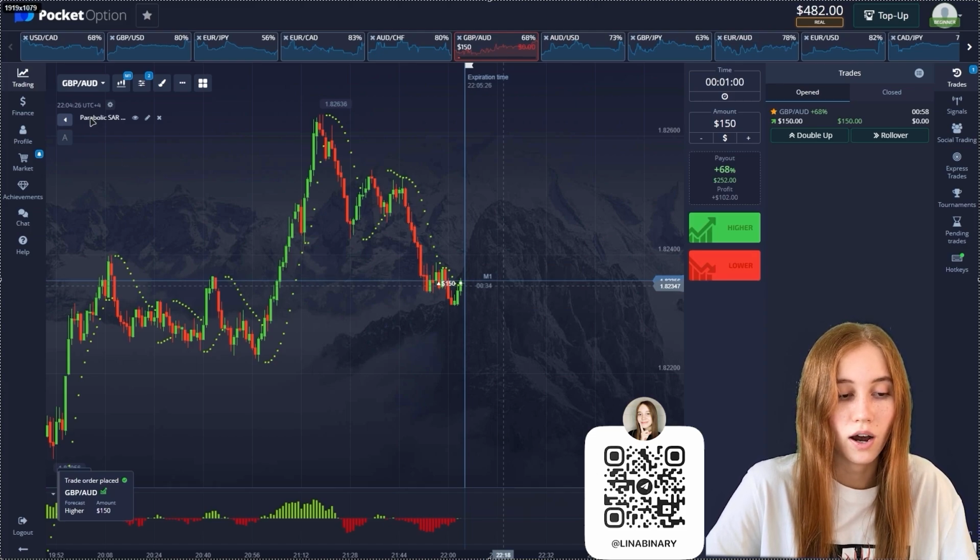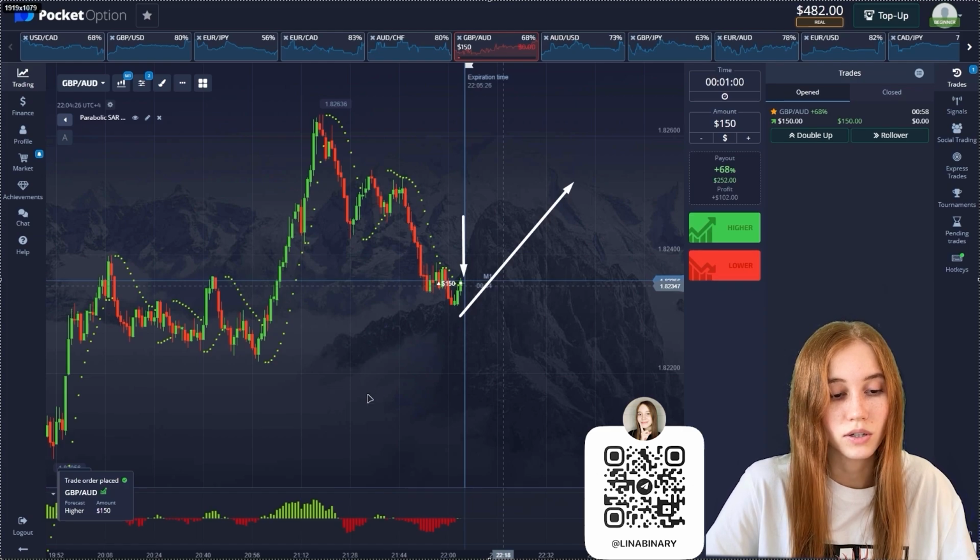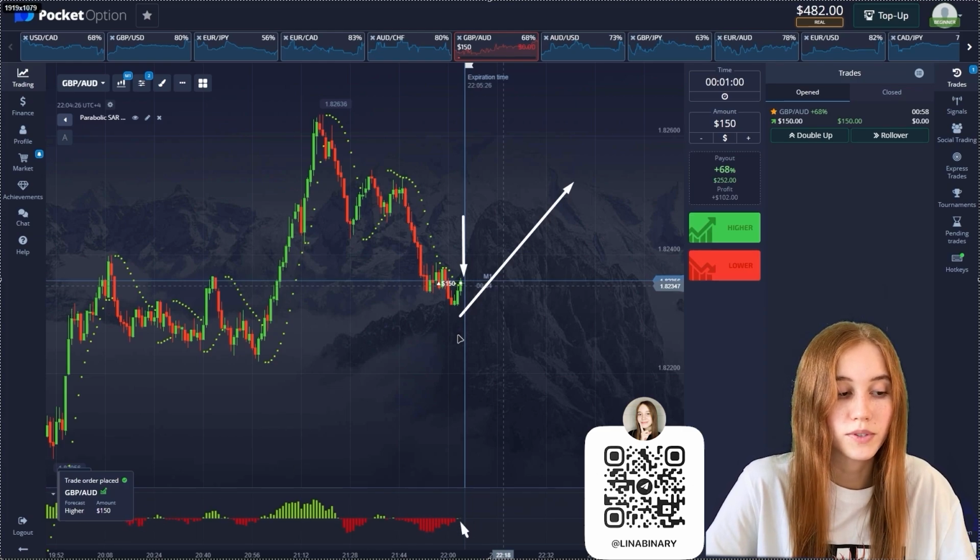Further, if we look at our first parabolic indicator, we see that the point crosses. That means the trend will change. And according to the second indicator, we see that 2 green bars are formed. That also means an increase in the trend. Let's see.